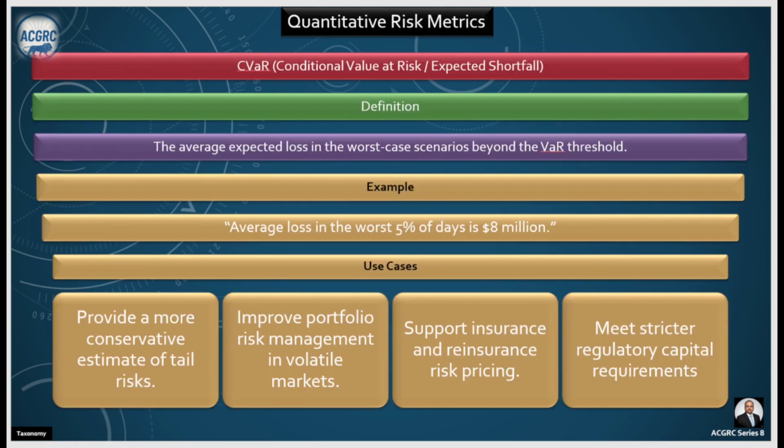Conditional value at risk, or CVaR. This is the average expected loss in the worst case scenario beyond the VaR threshold. Example, the average loss in the worst 5% of the days is 8 million. This is an example.